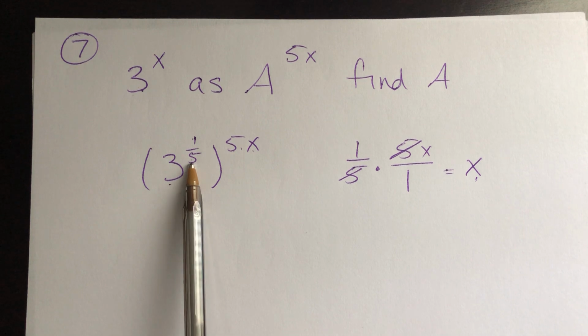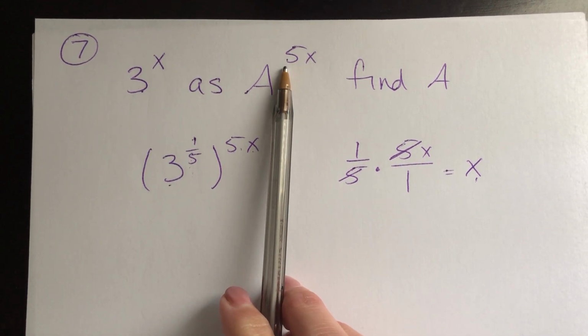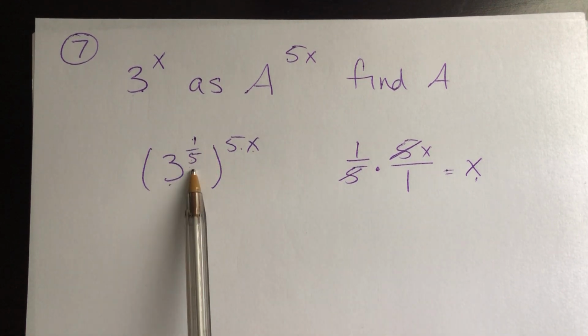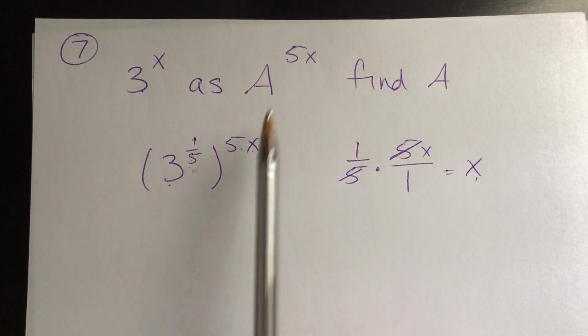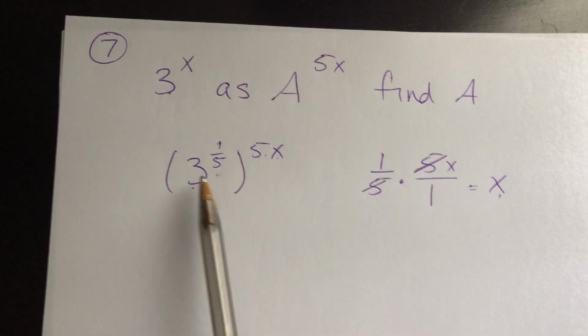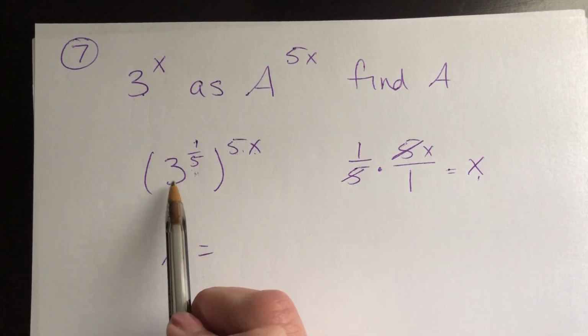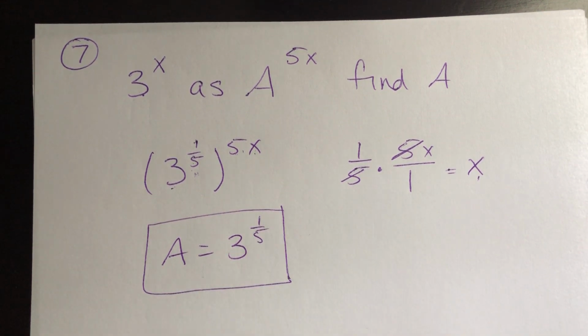And the reason I knew to do 1/5 is because of that 5. So I just took the reciprocal of that 5. The reciprocal of 5 is 1/5. So that's where that came from. So now look, they're both raised to the 5x. So I can say that A equals 3 to the 1/5. And then that's your answer, 3 to the 1/5. All right, let's look at another one like that.